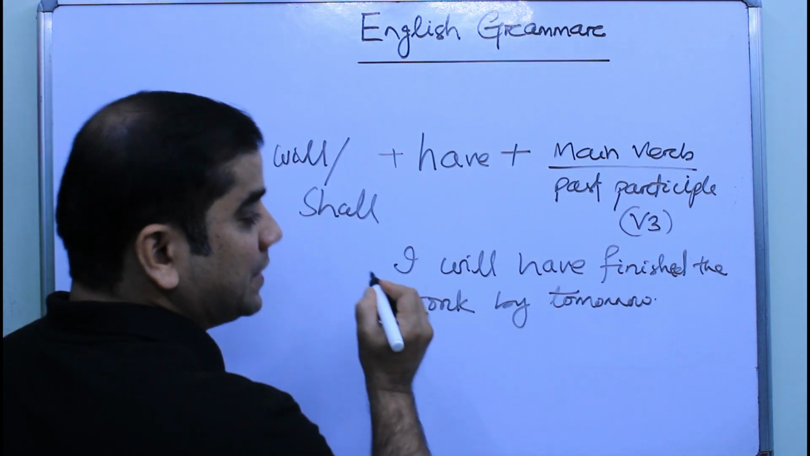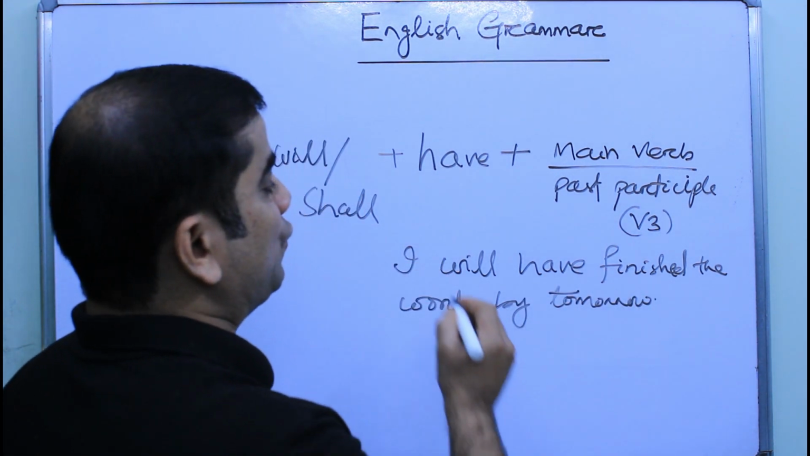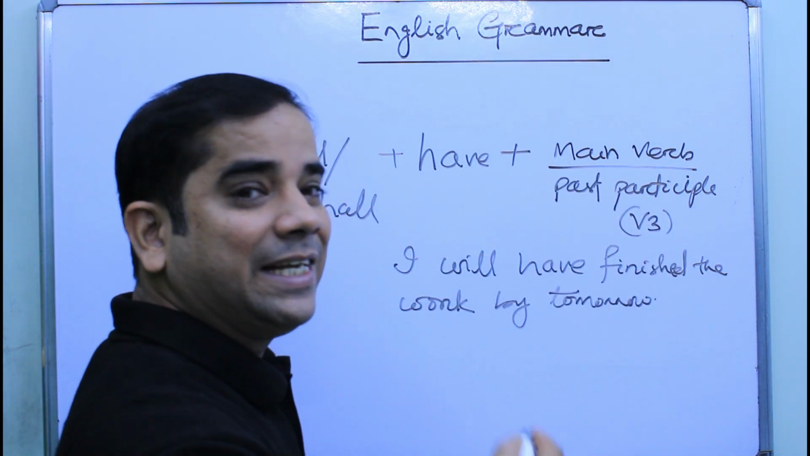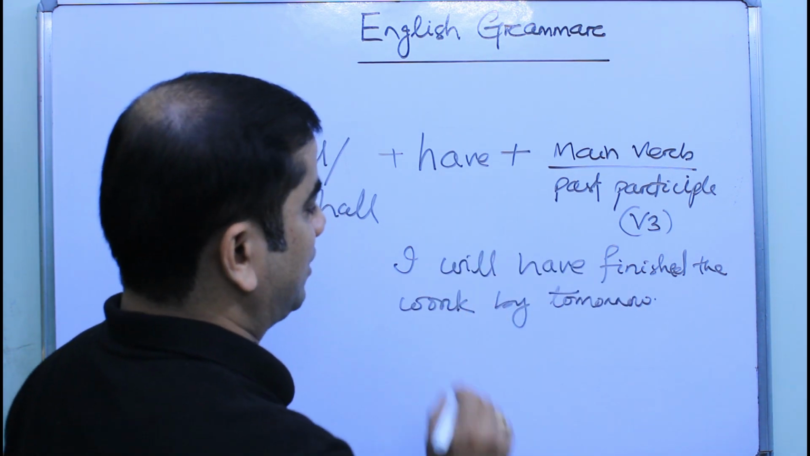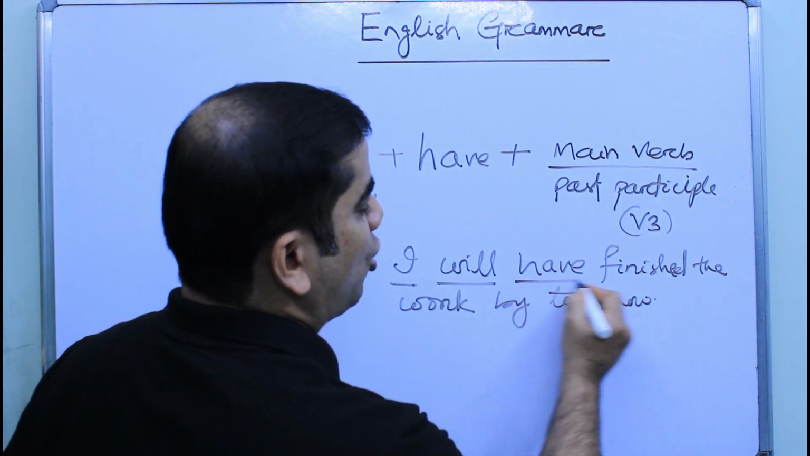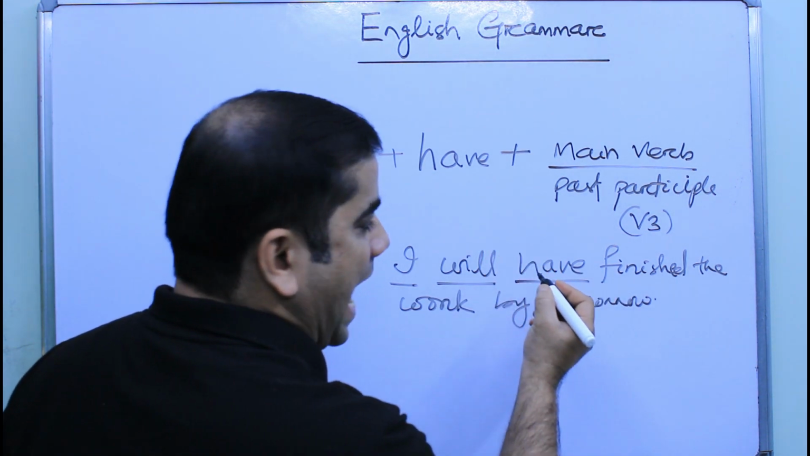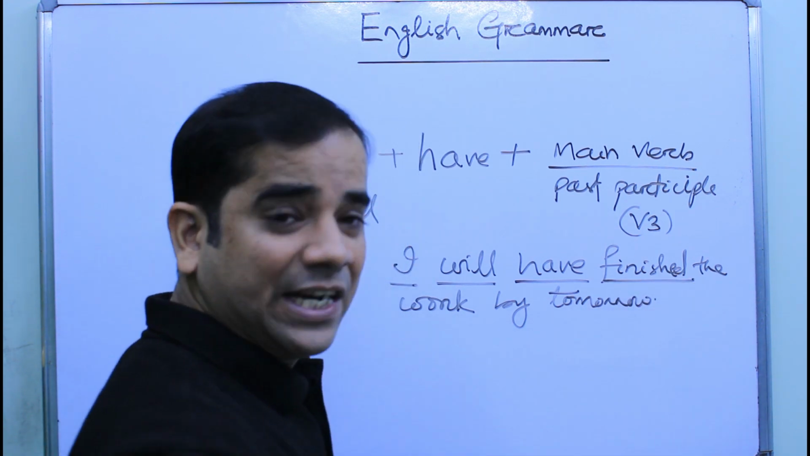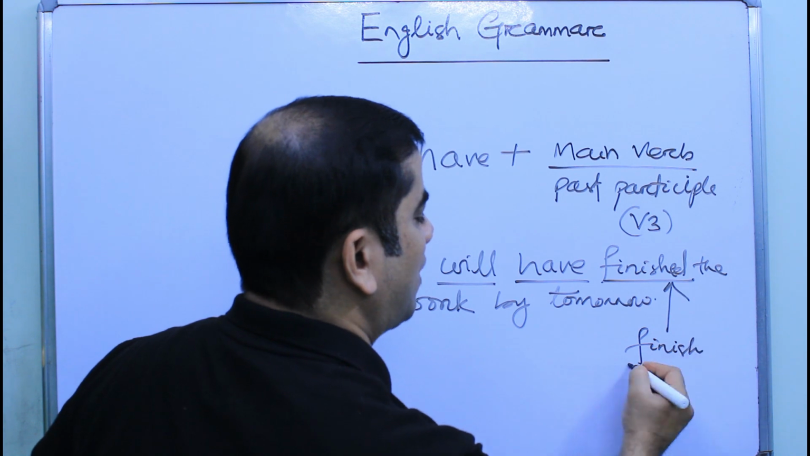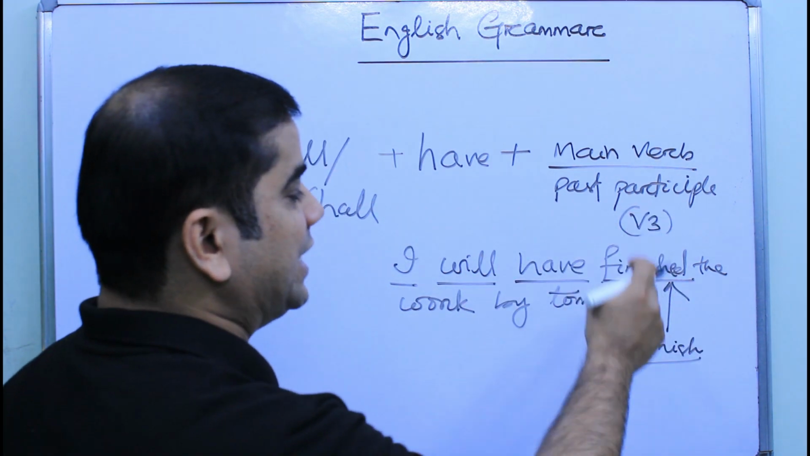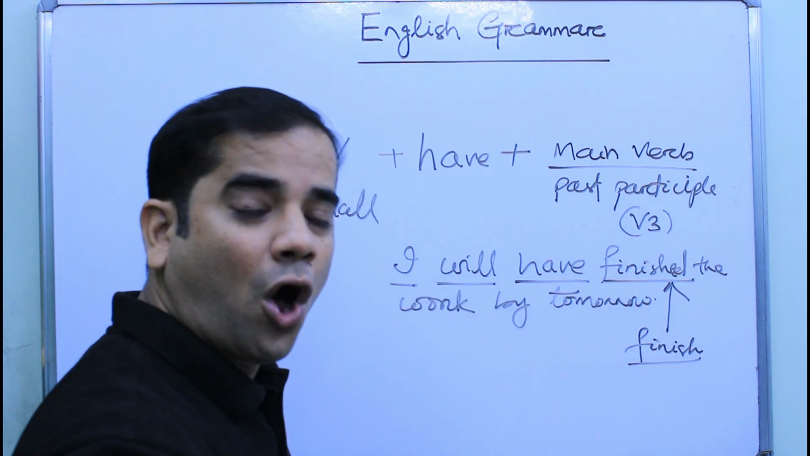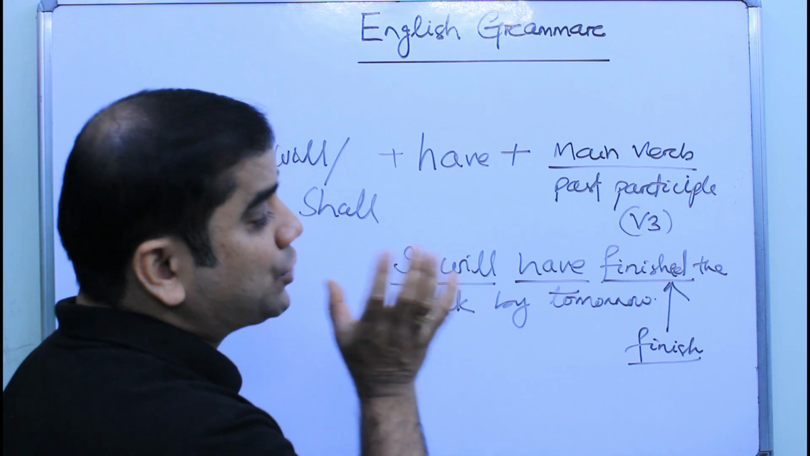Okay, here this is the sentence which is referring to future, and finishing the work is the past of future. So, here I is the subject, will is the helping verb, along with the auxiliary verb have, and finished, which is the V3 of finish. Finish is the main verb: finish, finished, finished. So, this is the V3 of the verb finish. So, in this way, we should always form the future perfect tense.